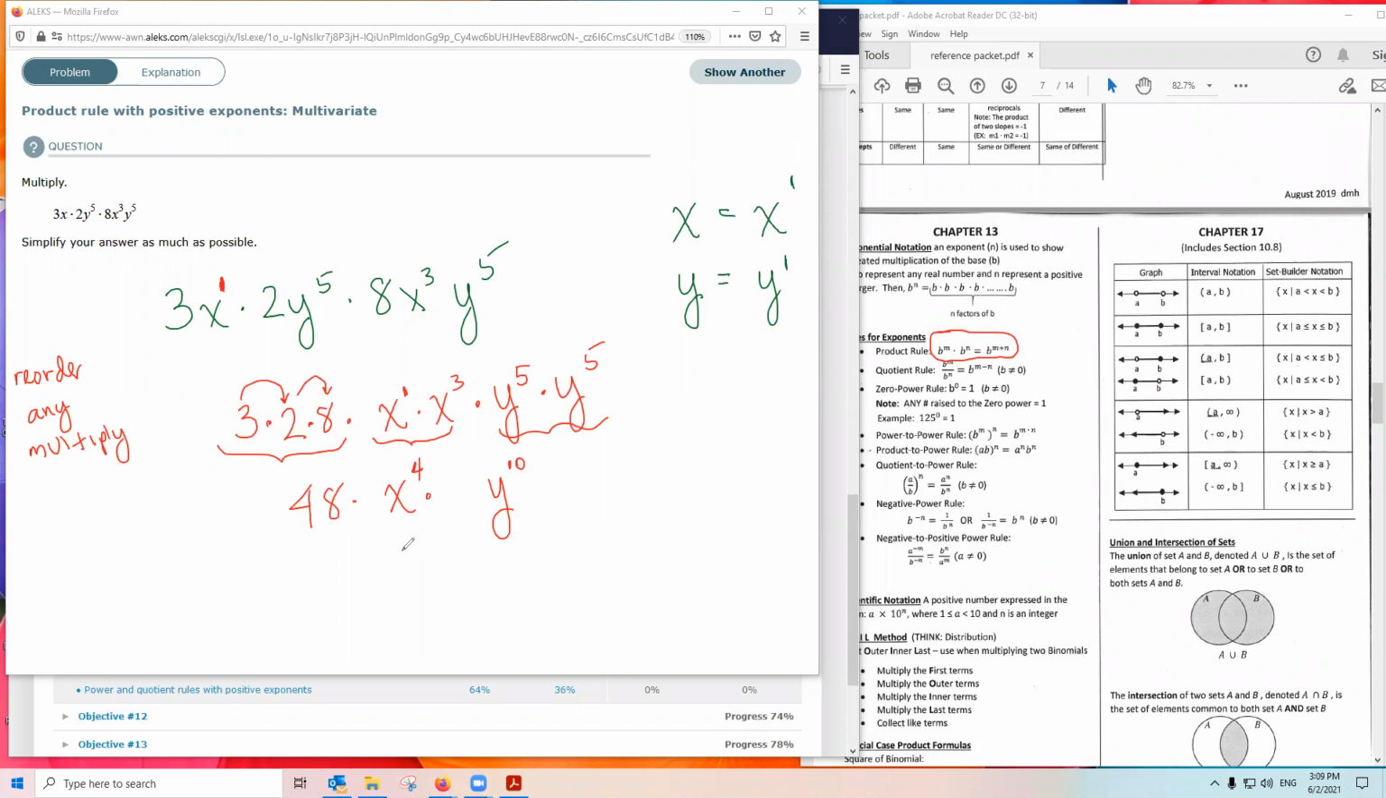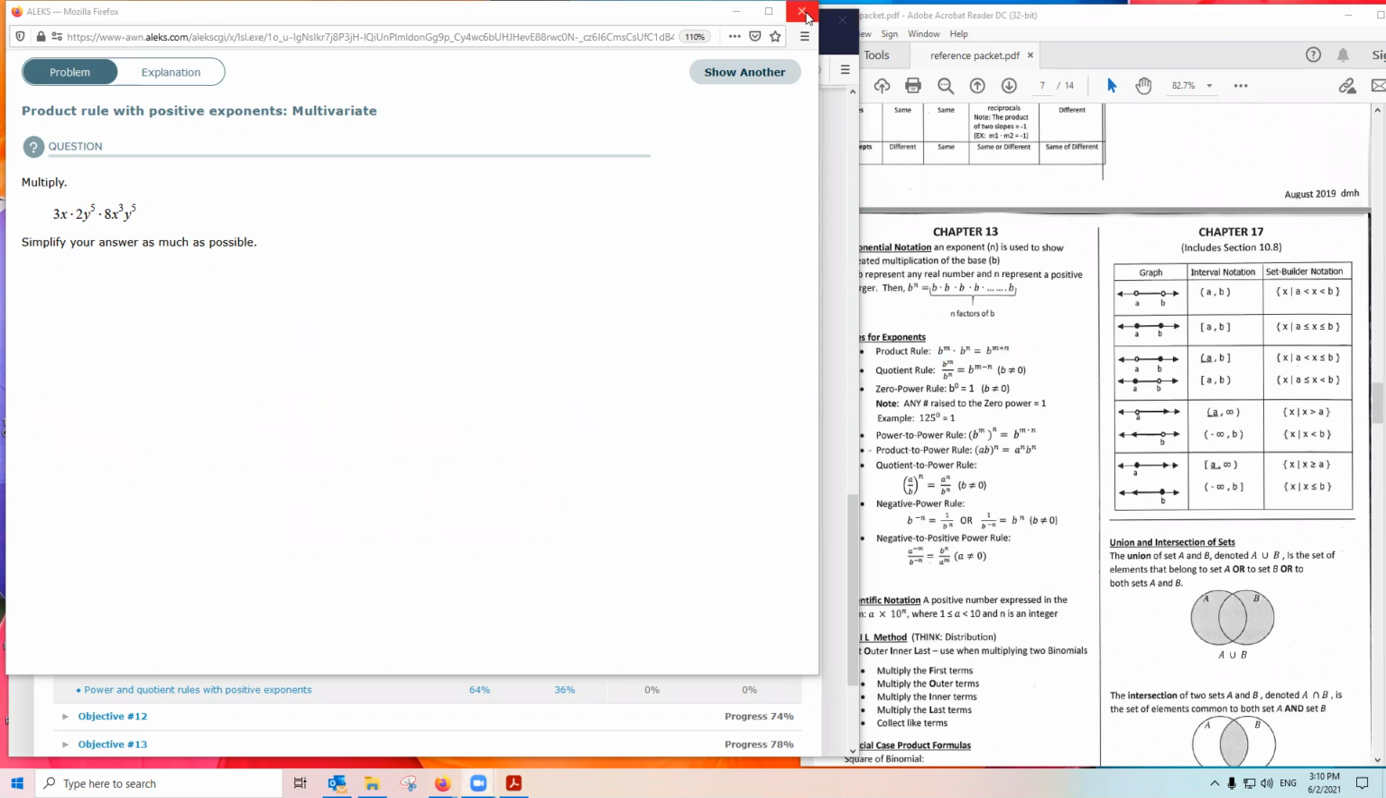I have to stop now. I can't do anything else to simplify this because now I have an x to the 4 times y to the 10. But those are different bases. I can't use the product rule anymore. So this is the final answer on this one. All right, so reordering the expressions is an option to help you kind of organize and make the problem a little easier to work with.